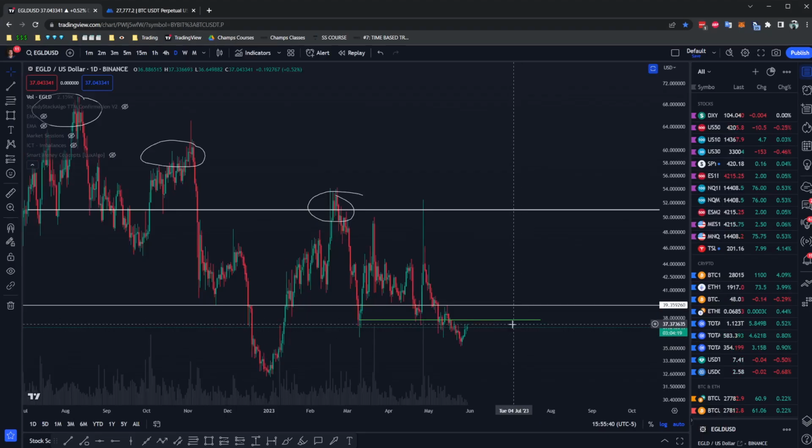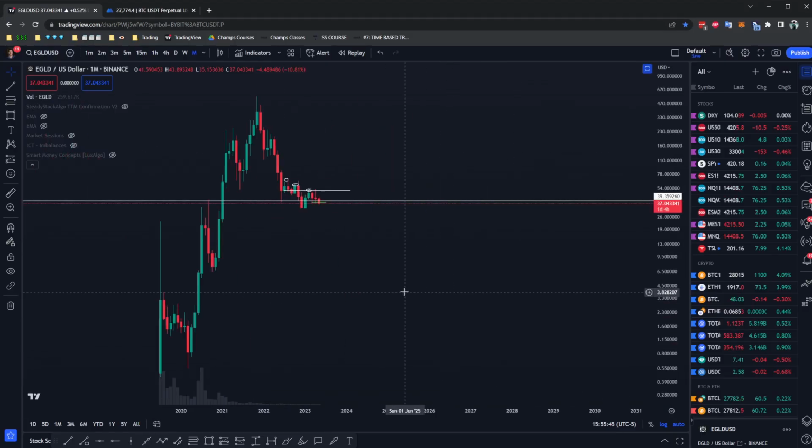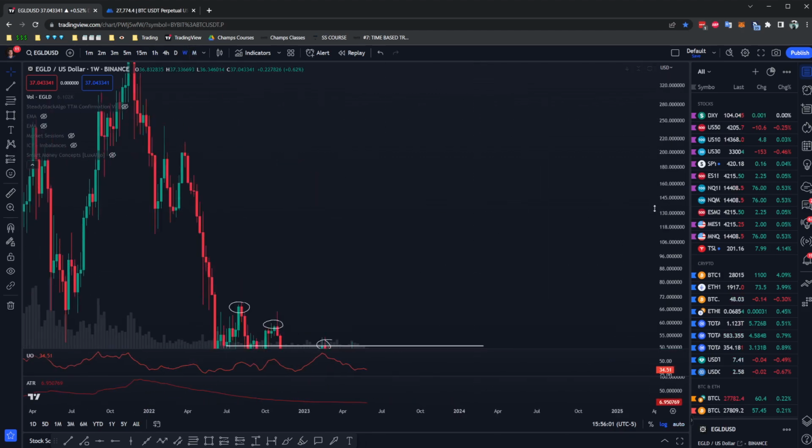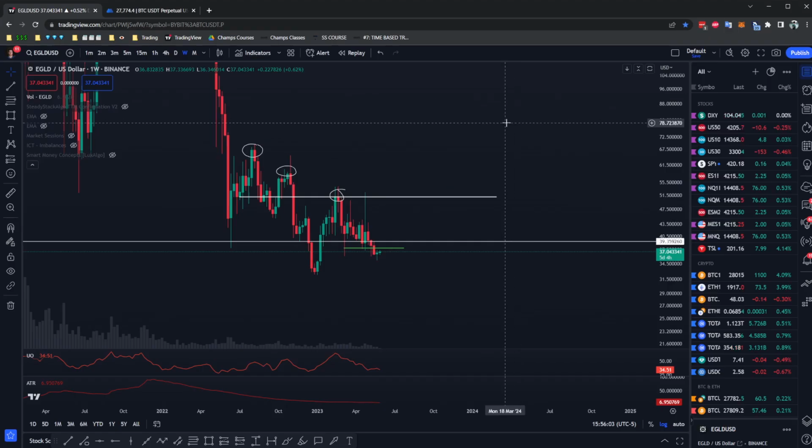I don't remember what this line was for. I guess it was just this low. Let's go monthly. Looks weak on the monthly. I don't see any strength. Let's just take a look at this. I mean, there is some form of divergence. You can see RSI. Well, this is not RSI, this is ultimate oscillator, but it's basically the same thing. This is going up, this is going down. So eventually, this thing's going to bounce, I would imagine. 31, 33.